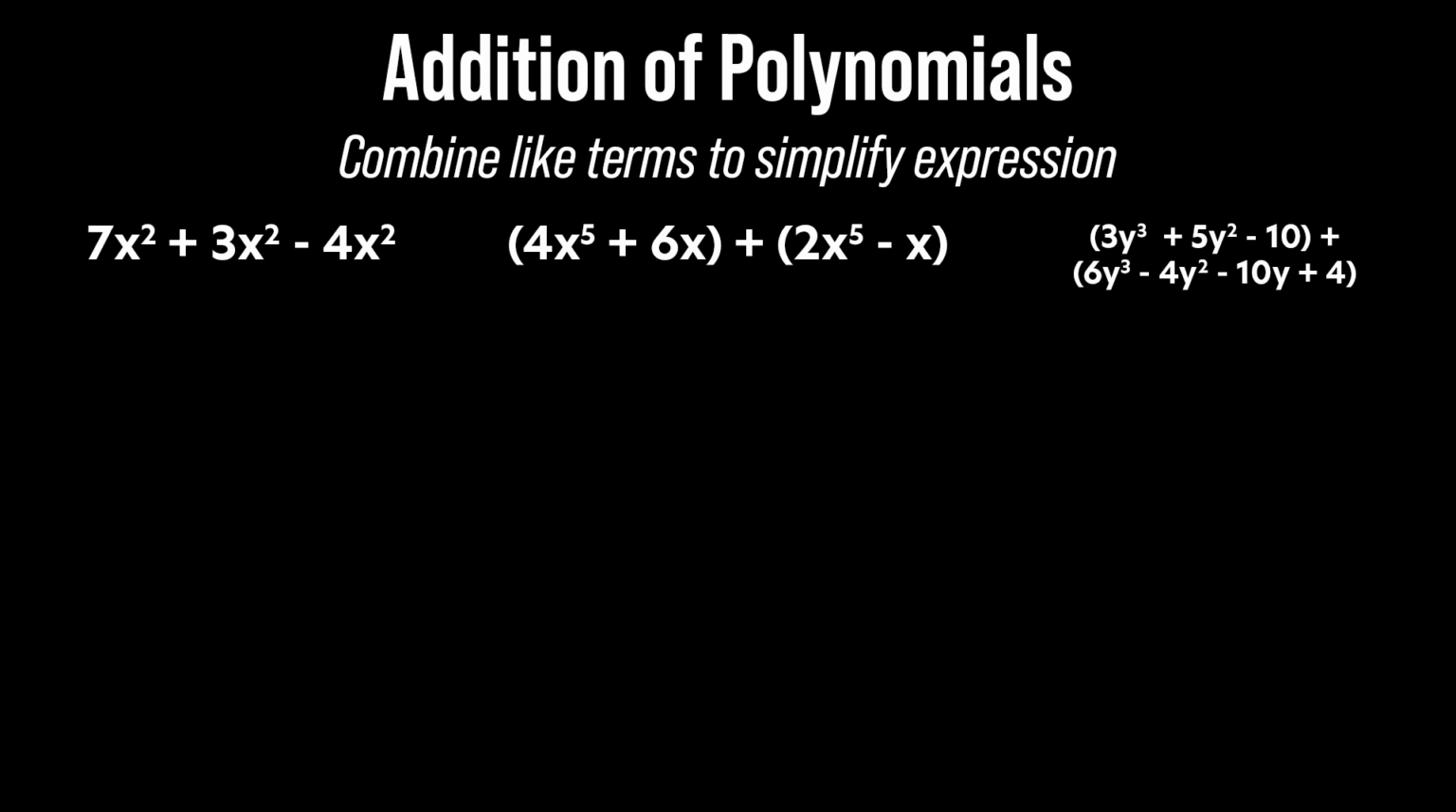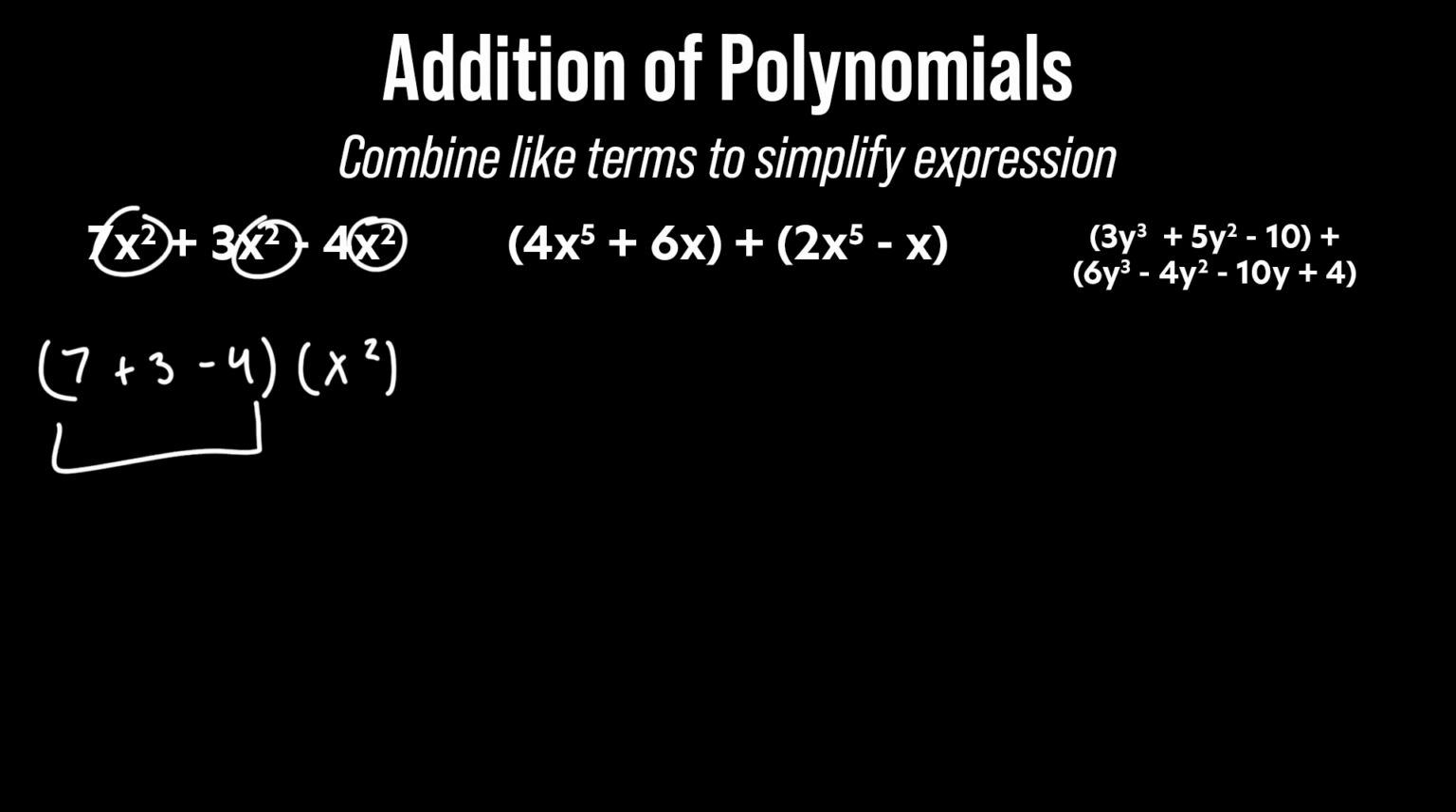In this first problem, we'll solve it using the distributive property. As we can see, each term in the expression has x squared in it. So we can rewrite this equation as 7 plus 3 minus 4 multiplied by x squared. We're simply extracting the x squared from each term and rewriting it using the distributive property.